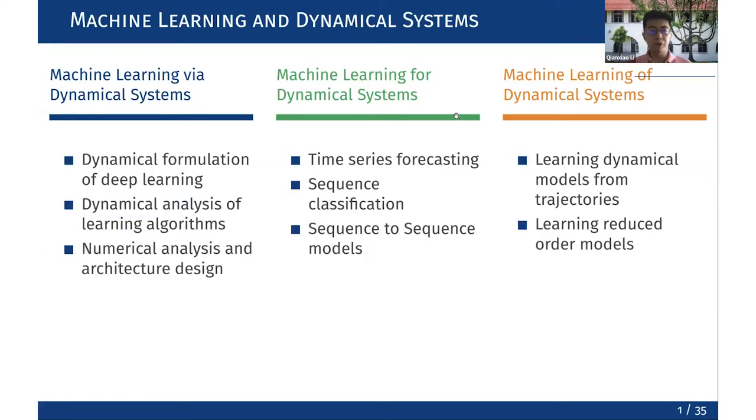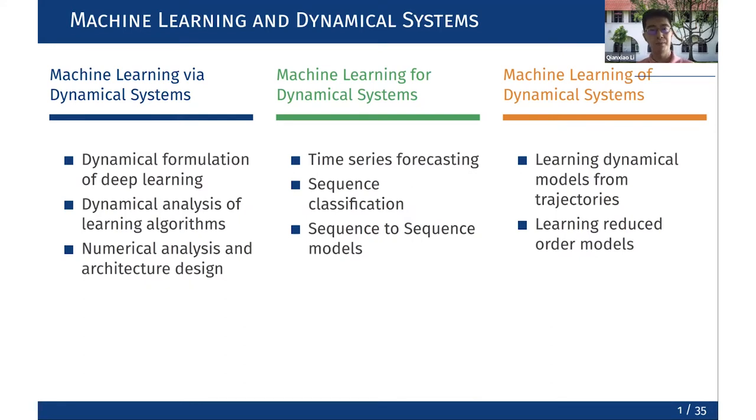So I'm very interested in the broad connections between machine learning and dynamical systems. One can think of classifying them roughly as three categories of interactions. So in the first category, called machine learning via or by dynamical systems, this is where we try to use some tools that we understand from dynamics, let's say differential equations, optimal control, to try to understand certain aspects of machine learning, in particular, deep learning in the modern era. So this includes, for example, dynamical formulations of deep learning and some approximation and optimization theory, or you can also have dynamical analysis of some learning algorithms, like how you can understand what stochastic gradient descent is doing, for example.